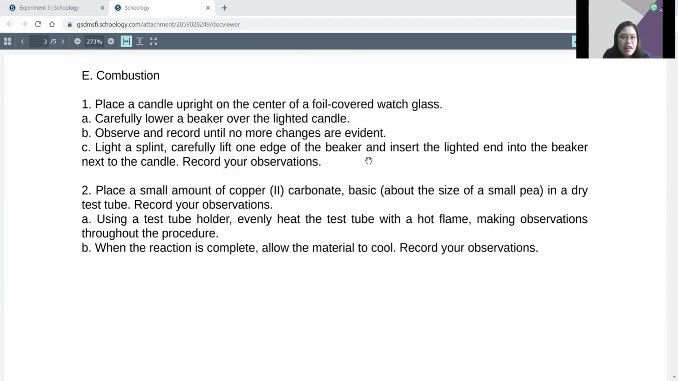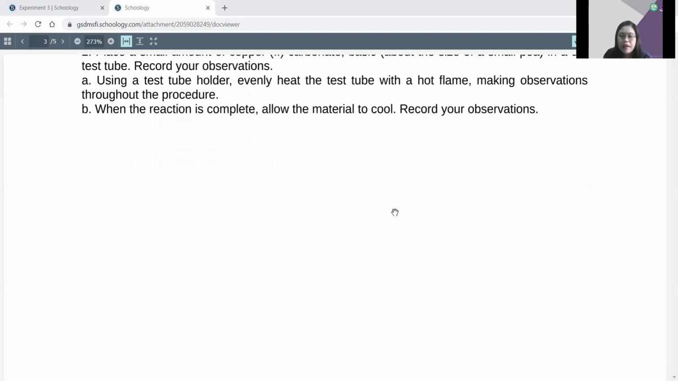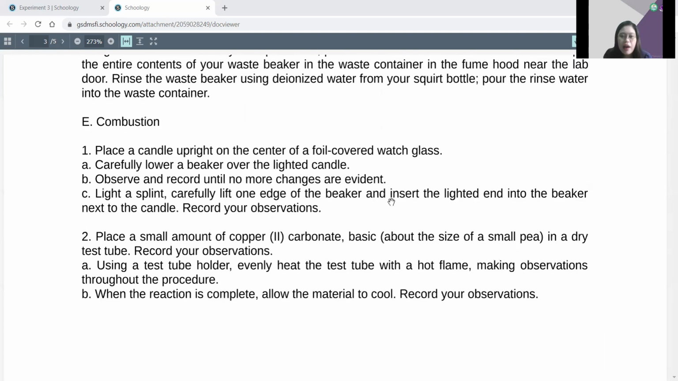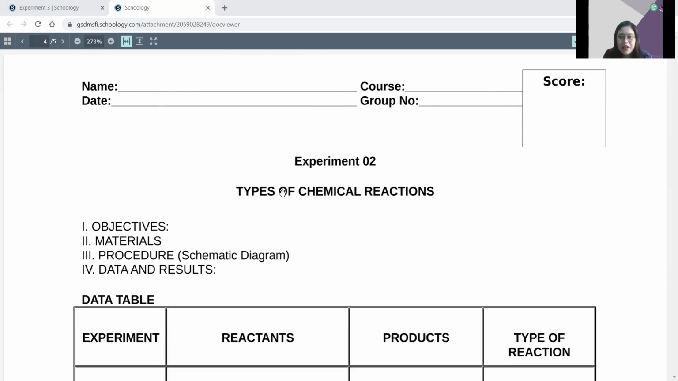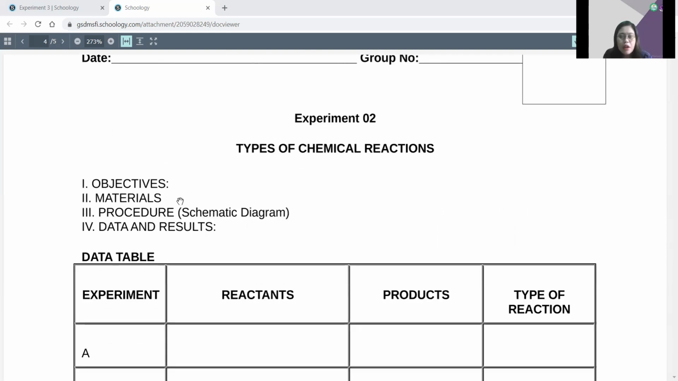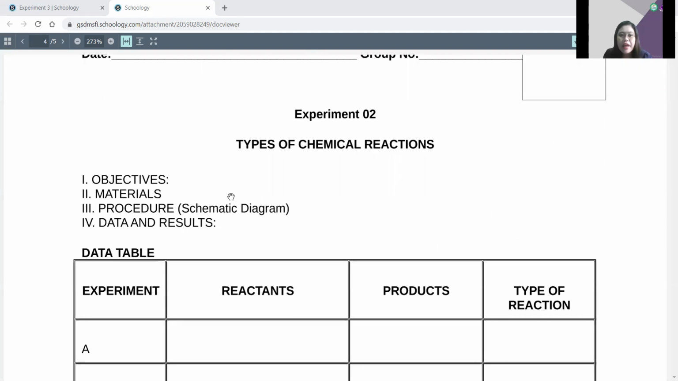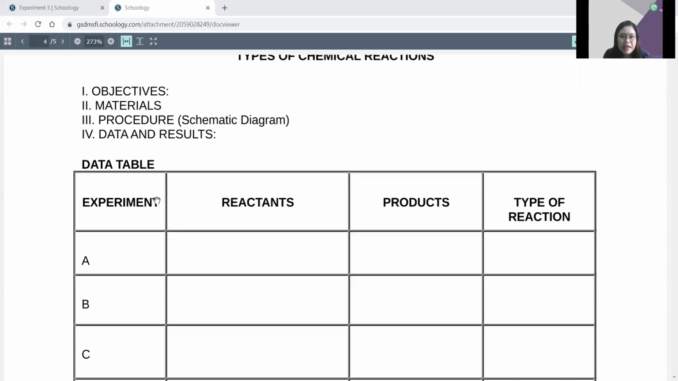And then another procedure for the combustion is through the use of copper 2 carbonate, a small amount only, and this is to be placed in a test tube and heated with a hot flame using a Bunsen burner. And then after that, cool the material and you have to write your observation supposedly. But since we cannot do it in the laboratory, this will be your activity now. First, you have to make a schematic diagram of all the procedures above. And then after that, this will be the data table.